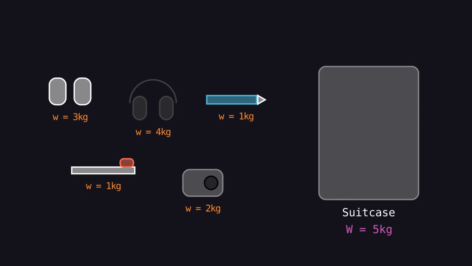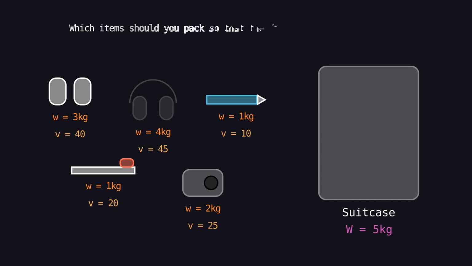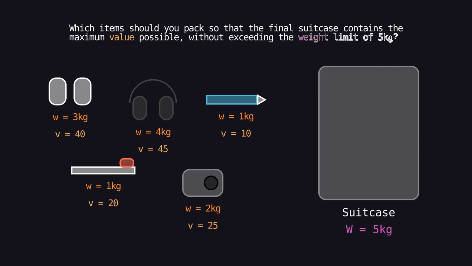For example, your expensive, stylish sneakers, value 40. That random pen you found at the airport, value 10. Now, here's the problem for you. Which items should you pack so that the final suitcase contains the maximum value possible without exceeding the weight limit of 5?